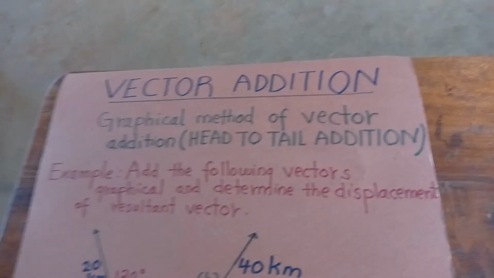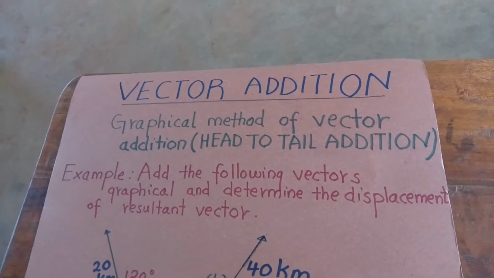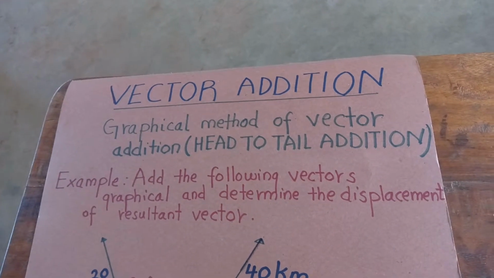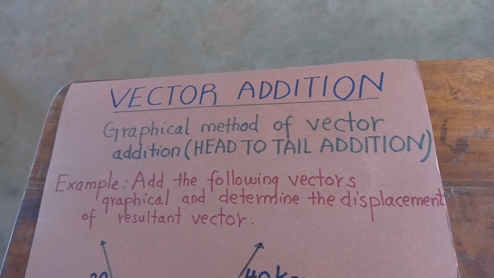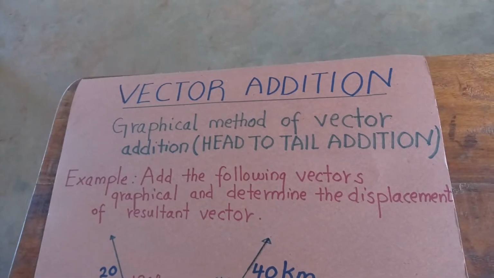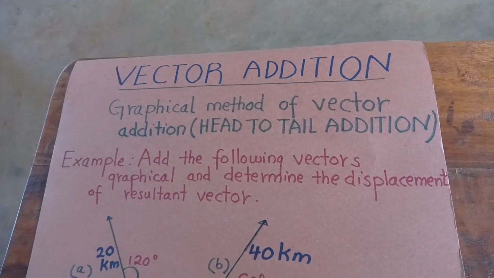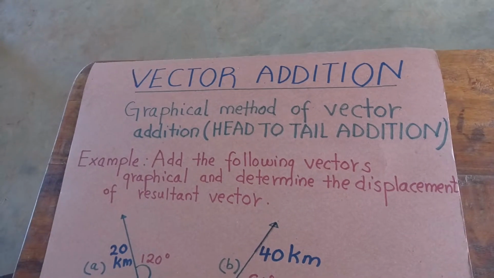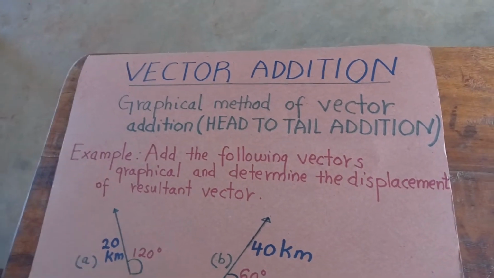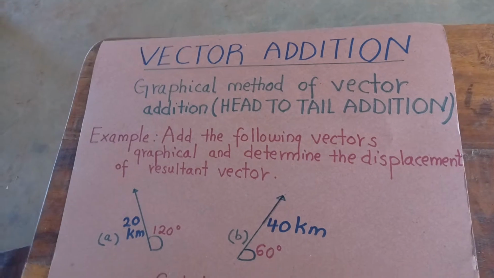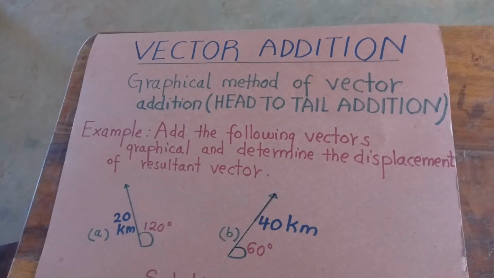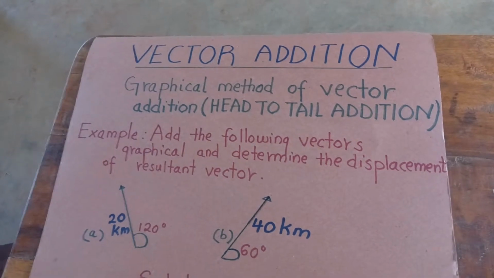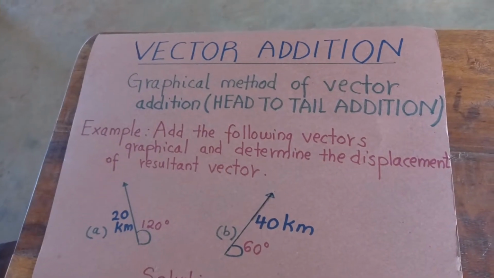Okay, dear students, we're going to discuss vector addition. Vector addition is a sum of two or more vectors. Therefore, we can add two or more vectors by using a method known as the graphical method of vector addition, which is sometimes called head-to-tail addition. In order to add vectors, we must follow the steps of vector addition.